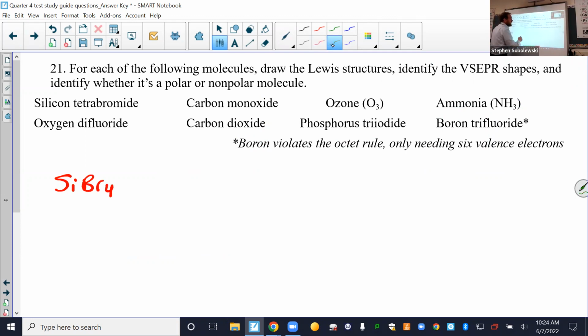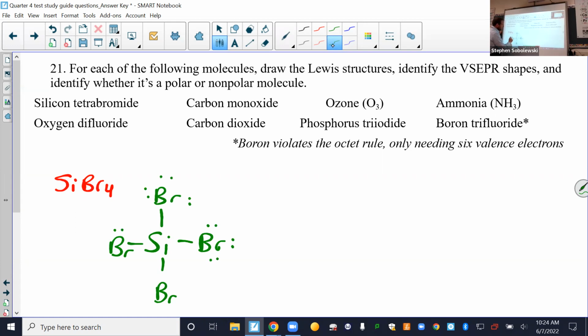Okay, first step, we make a skeleton, what I call a skeleton model, where we just put the lone element in the middle, surrounded by 4 elements on the outside, in this case. Now we put our dots around each element until every element has the octet rule satisfied. What's the one element that's never going to follow the octet rule? Hydrogen. Okay, there are a couple other examples as well as exceptions, like you see here, boron violates it. All right, so that's our skeleton model.